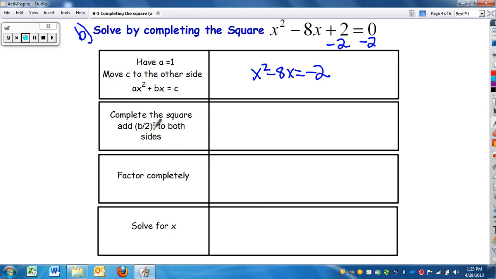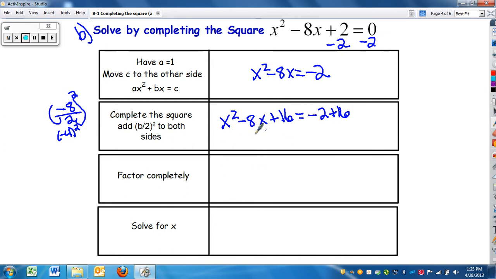Alright, so now we need to complete the square. We take our b, which is negative 8, divide by 2, and square it. Negative 8 divided by 2 is negative 4. Negative 4 squared is 16. So I have x squared minus 8x plus 16. And then I have negative 2 plus 16 on this side.